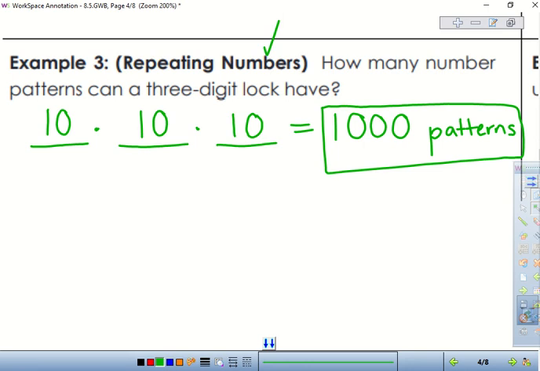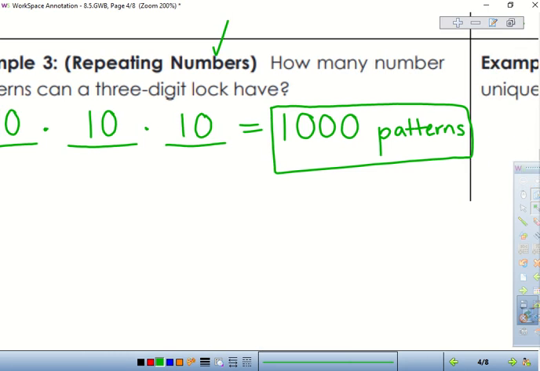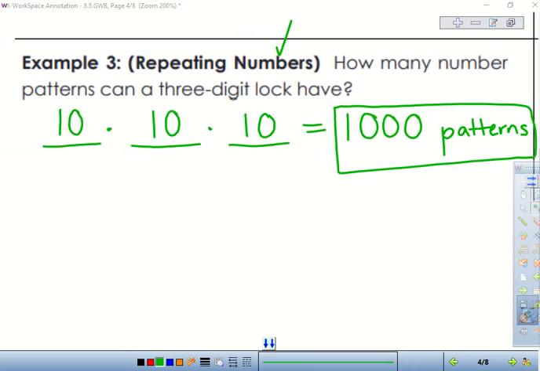Any questions about that? Wait, so all of these are permutations then, since we didn't have to divide by anything? So far, yes. Except for the first one, which is a different kind of question because each one of those categories represented something different.